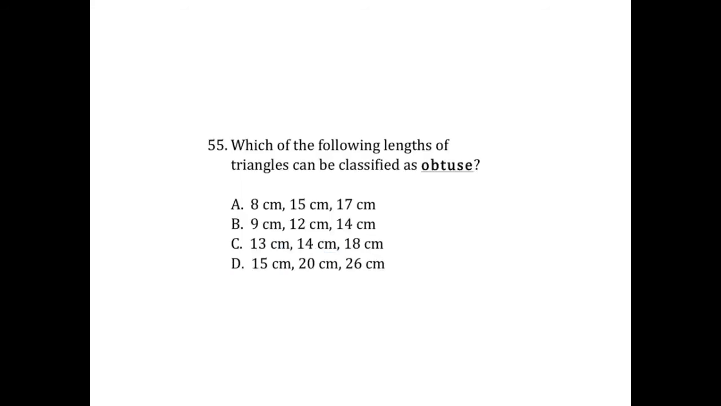And 55 says, which of the following lengths of the triangles can be classified as obtuse? So to do this, we'll have to use the Pythagorean theorem. A squared plus B squared equals C squared. We know that that works for a right triangle. But if our C squared is so big that A squared plus B squared isn't enough to equal it, that it's bigger than the A squared plus B squared, then that would give us an obtuse triangle. So that's what we're looking for here.